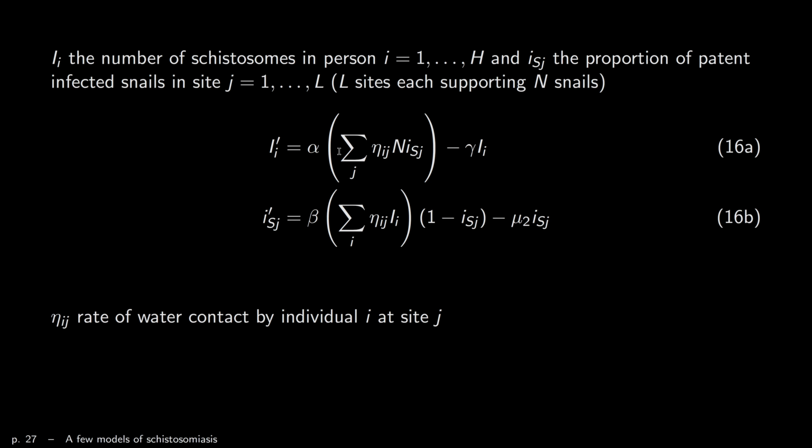So the load that an individual carries depends on their visit to the different sites and how many snails that are infected are present in each of these sites. Okay, and then they evacuate some of the schistosomes at this rate gamma.